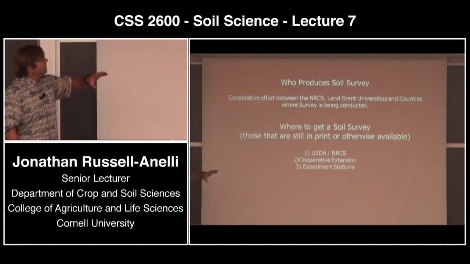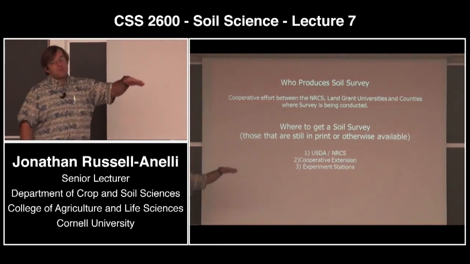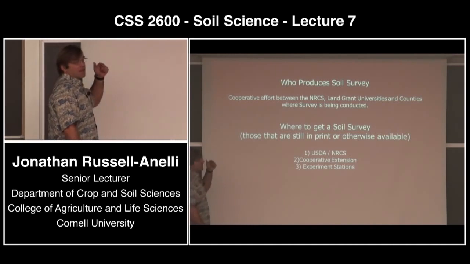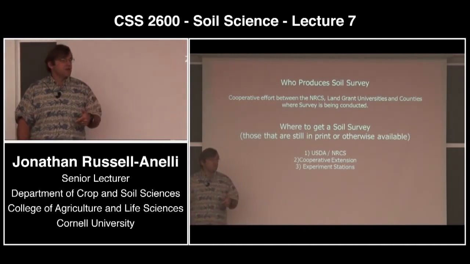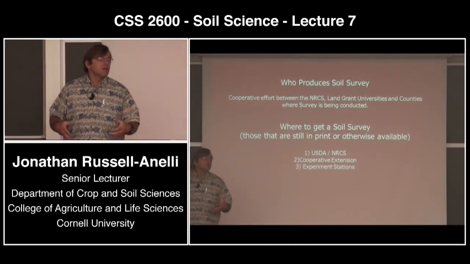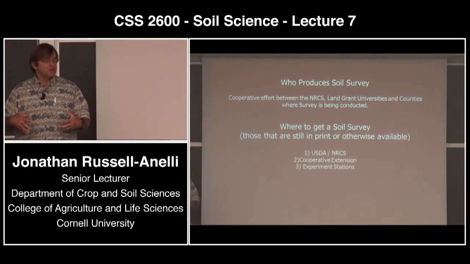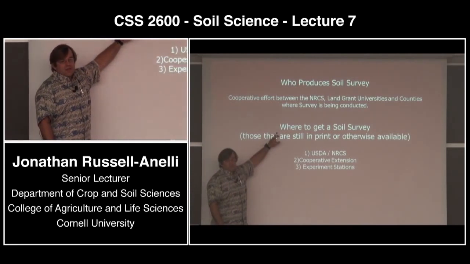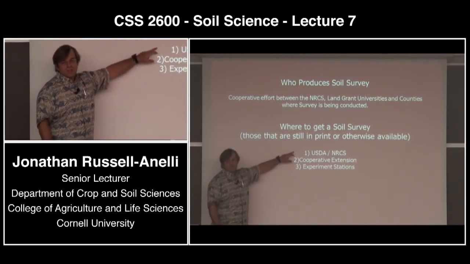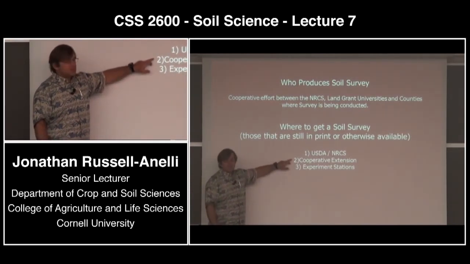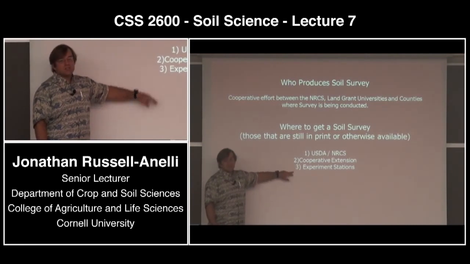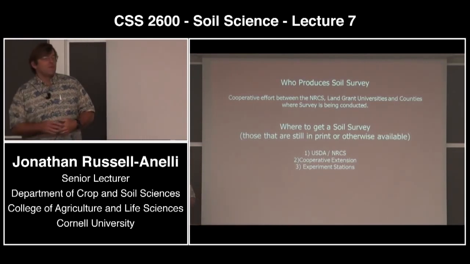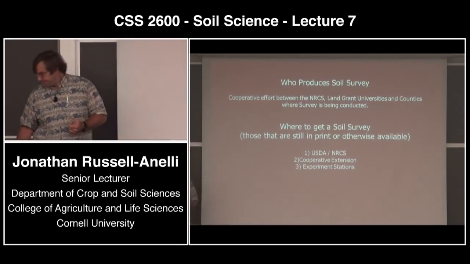Just as a segue here, who produces soil survey? Basically, it's a cooperative effort between the land-grant universities, the federal government, and the county in where the soil is made. Okay, so Tompkins County. Okay, basically the state, New York State. Okay, a lot of different places to get the soil survey. I've already mentioned 2 of them. You can get them from the USDA or the NRCS. You can get them from the Cooperative Extension, as well as the experiment stations. And now you can also get them online. They're also often present in the county libraries.